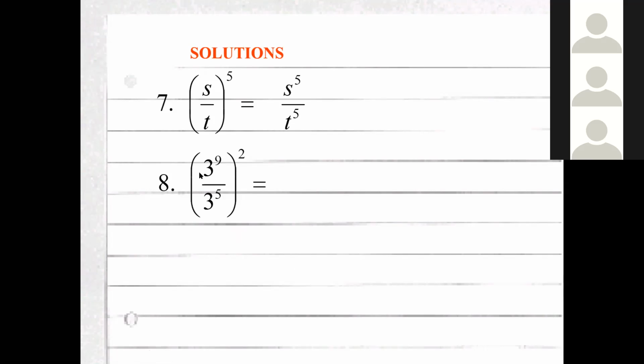Let's see. If you wish to answer number 8, class, we can simplify first what is in the middle. Because what is that? Quotient rule, right? They have the same base. So 9 minus 5 is 4. Right? So we now have 3 to the power of 4 raised to the power of 2. Don't distribute it, because that would be a lot of work. But if you wish to distribute the exponent of 2 first, it's still the same, because 18 minus 10 is still 8. Get it?